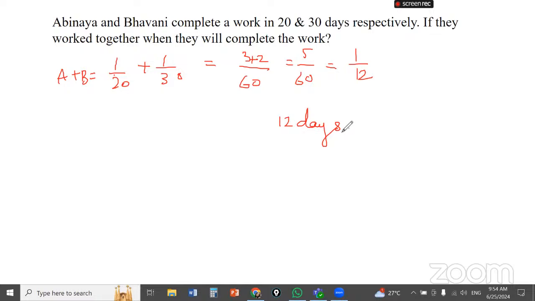Yes, almost everybody got the answer correct. I didn't see any wrong answer. But Mercy, how do you get 5 by 6? It's not 5 by 6. The answer is 12. I think you might have made some mistakes somewhere.